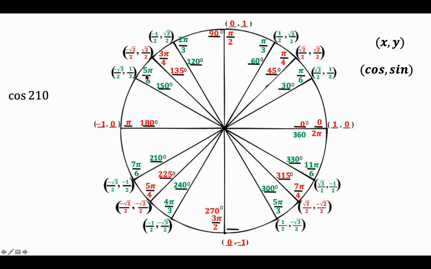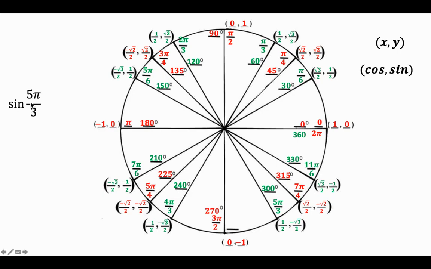So cosine of 210. On your unit circle, go down to 210. So cosine, again, is with your x's. So at this point, I'm going to look at my x, which is this. So cosine of 210 is negative square root of 3 over 2. And that's it. You didn't need a triangle. You didn't need anything. If you take the time to fill this out, you will have your answers very quickly.